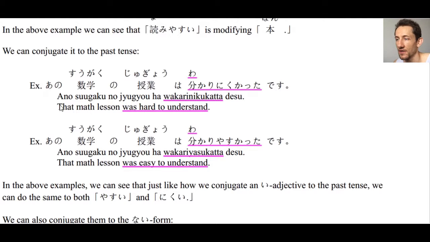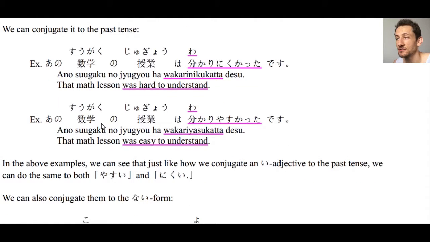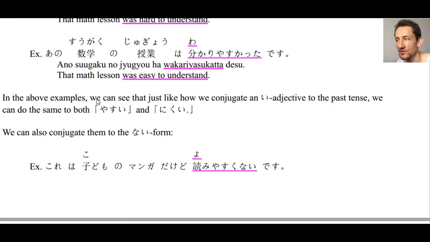わかりにくかった。Or we could say, あの数学の授業はわかりやすかったです。So we have わかりやすい, and the past tense, わかりやすかった. So easy to understand. That math lesson was easy to understand. And we can also conjugate to the past tense, just like we saw. And we can also conjugate to the nai form.